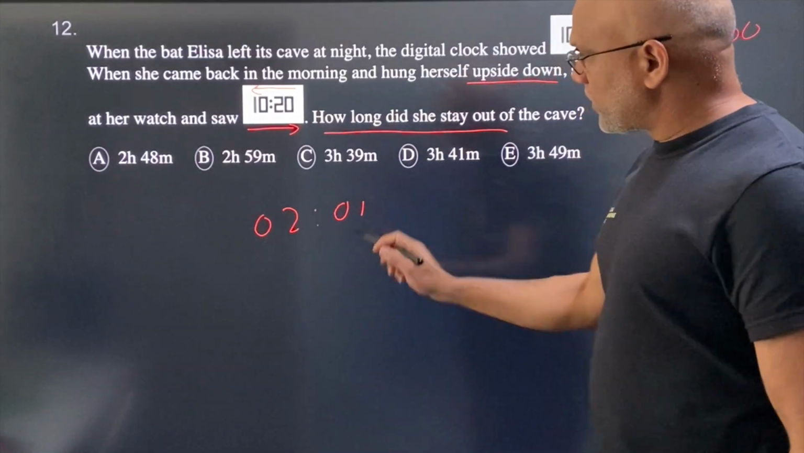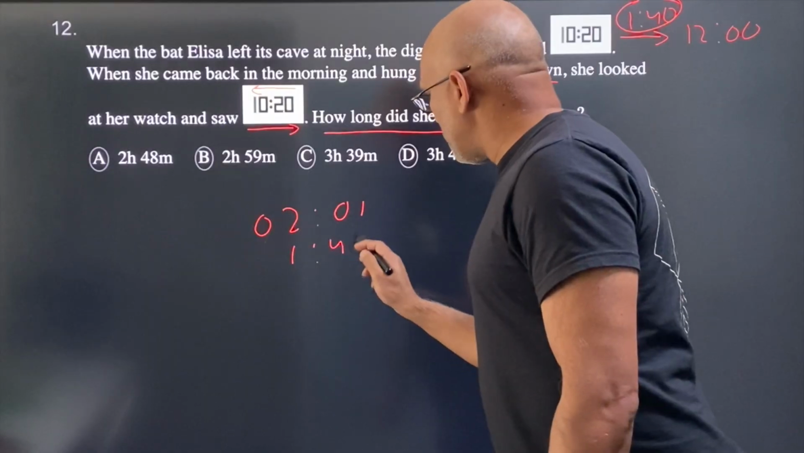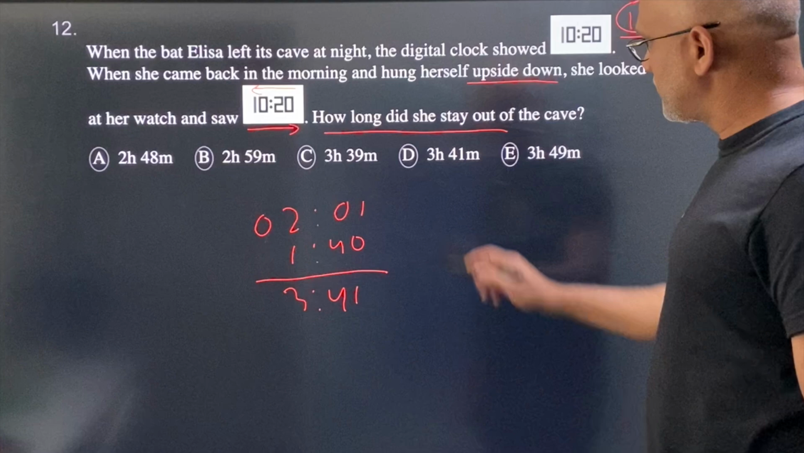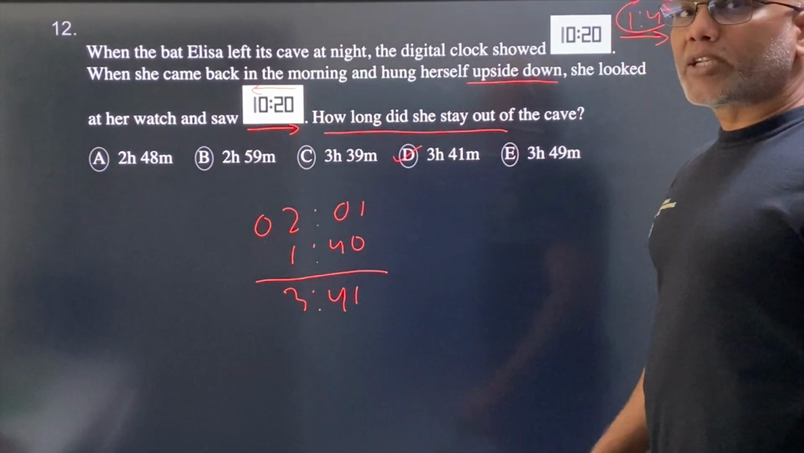And then this much time, so I have to add that 1 hour 40 minutes here. So this is 3 hours and 41 minutes. So D is the correct choice.